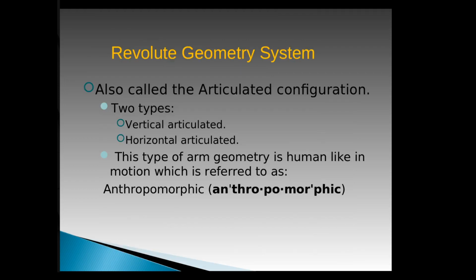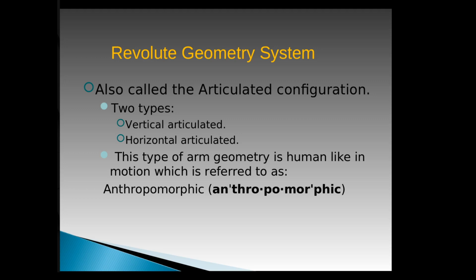Okay, the fourth method then is what they usually refer to as the articulated configuration. But it's also known as the revolute geometry system. So the revolute geometry system or an articulated robot are effectively the same. And here's a term for us today: anthropomorphic. Okay, this basically means human-like.